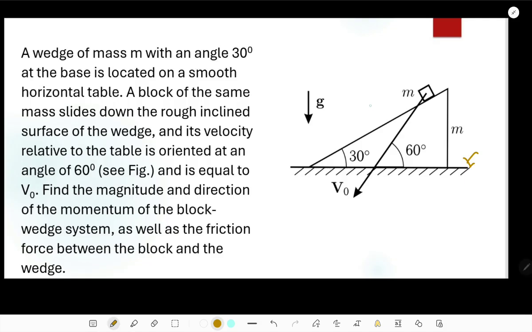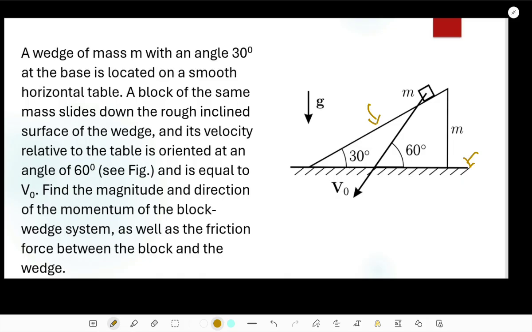So this contact is rough, the rough inclined surface of the wedge, and the block's velocity relative to the table, that means relative to the ground, is oriented at an angle of 60 degrees with the horizontal, and its magnitude is v naught. Its magnitude and direction, both with respect to the ground, are given. Find the magnitude and direction of the momentum of the block wedge system, as well as the friction force between the block and the wedge.